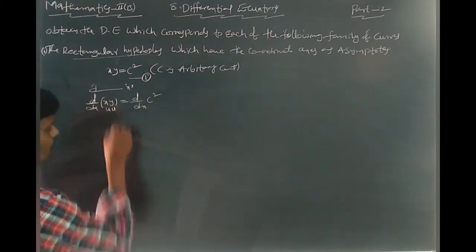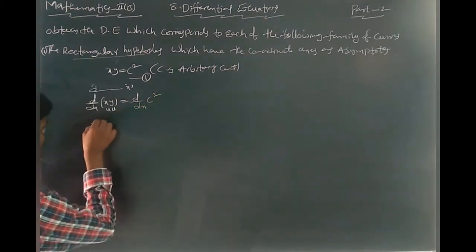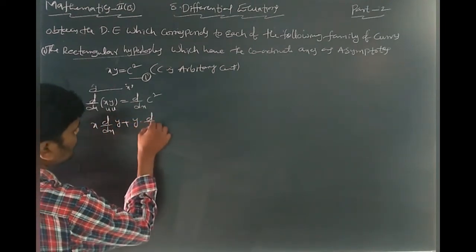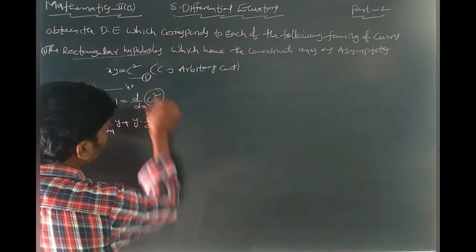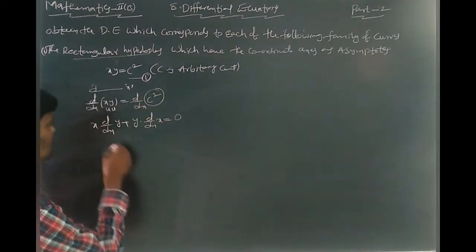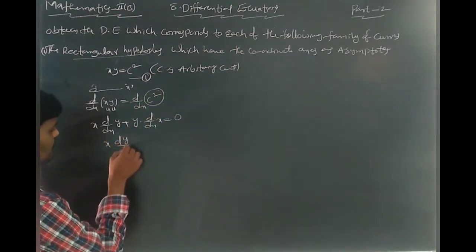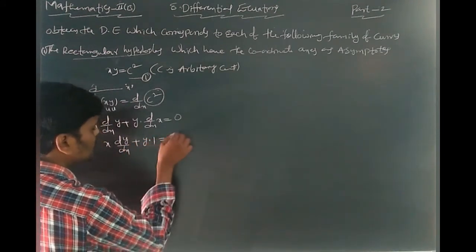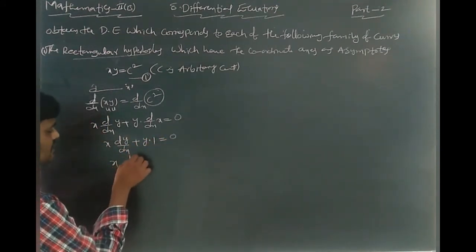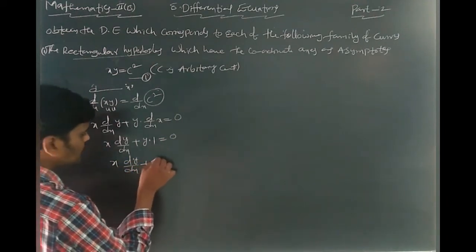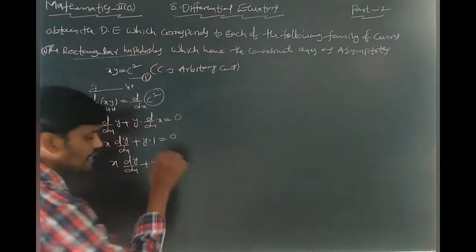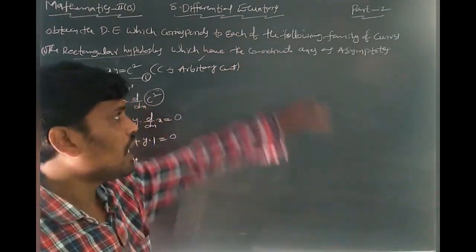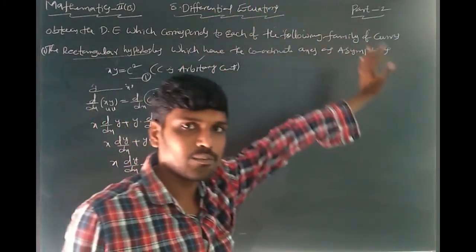Here, using the uv formula, you can write u into the derivative of y plus y into the derivative of x is equal to the derivative of a constant, which is 0. After that you can write x into dy by dx plus y into the derivative of x, which is 1, equal to 0. Then x into dy by dx plus y equals 0. This is the differential equation of the rectangular hyperbola whose coordinate axes are asymptotes.